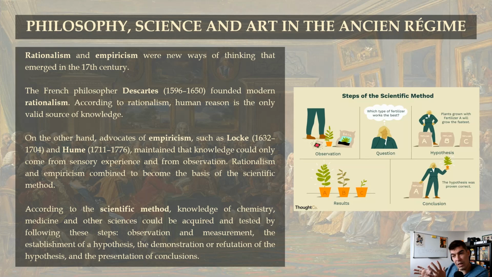So, putting this all together, rationalism and empiricism combined became the basis of the scientific method, okay? We know what the scientific method is because for sure you studied it in other subjects, okay? But very fast, in order to acquire knowledge, you have to follow some specific steps, which are observation, measurement, the establishment of a hypothesis, and the experimentation which demonstrates or refutes the hypothesis. If the hypothesis is proven right, then we have the conclusions. If it's proven wrong, then we have to change the hypothesis.